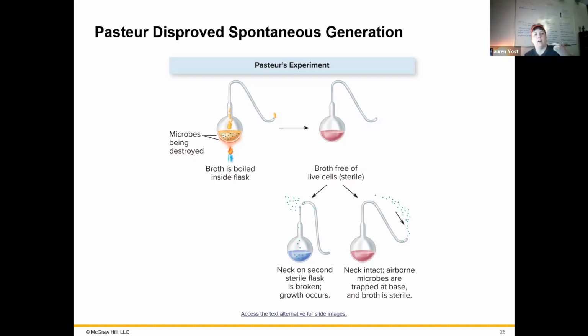Pasteur did these experiments with sterilized broth in these flasks that showed that, if you sterilize the broth first, and then break the little neck, I guess that's the word for it. If you break the neck on that flask, then the bacteria can get into it. They couldn't really get into the bent version as well, so this would remain sterile. But if you break it, it would grow.